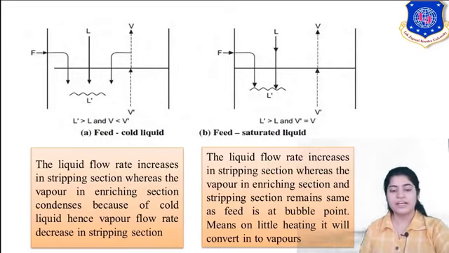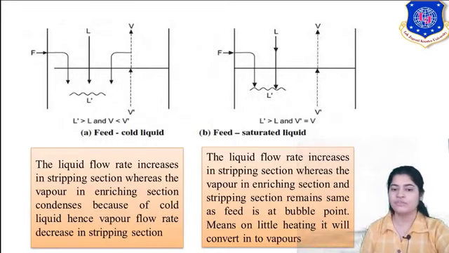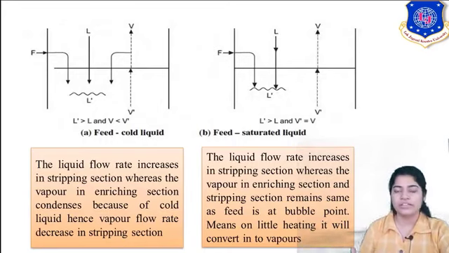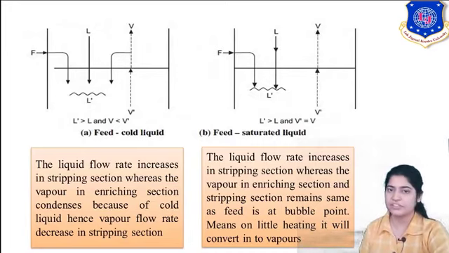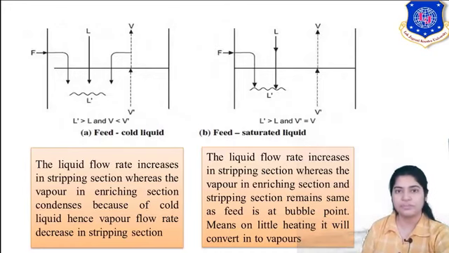Clear? Similarly, now the second condition is your saturated liquid. Saturated liquid means it is already at its bubble point. So what will happen here? Your saturated liquid is already at bubble point, but here condensation of vapor will not occur. Hence two streams are responsible for the liquid flow rate in the stripping section: one is the feed itself, which is saturated, and second is the liquid coming from the enriching section.